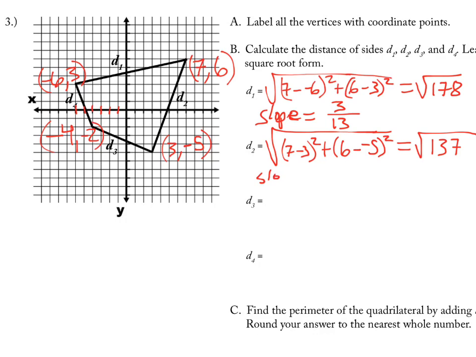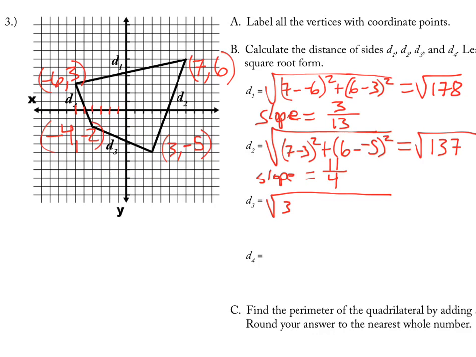The slope of this guy, well, this is a run. 7 minus 3, that's the run, so that's 4, goes on bottom. The rise is 6 minus negative 5, which is 11. So slope's 11/4. And that brings us to D3. This section down here.